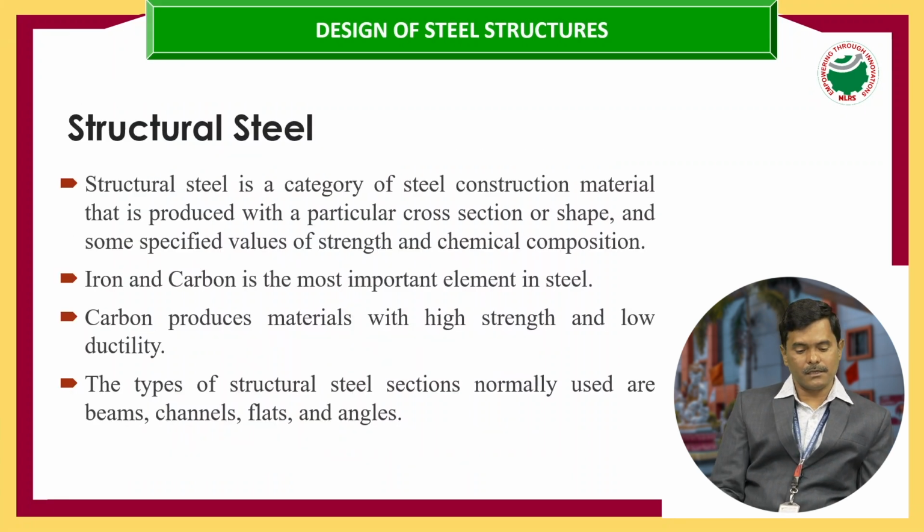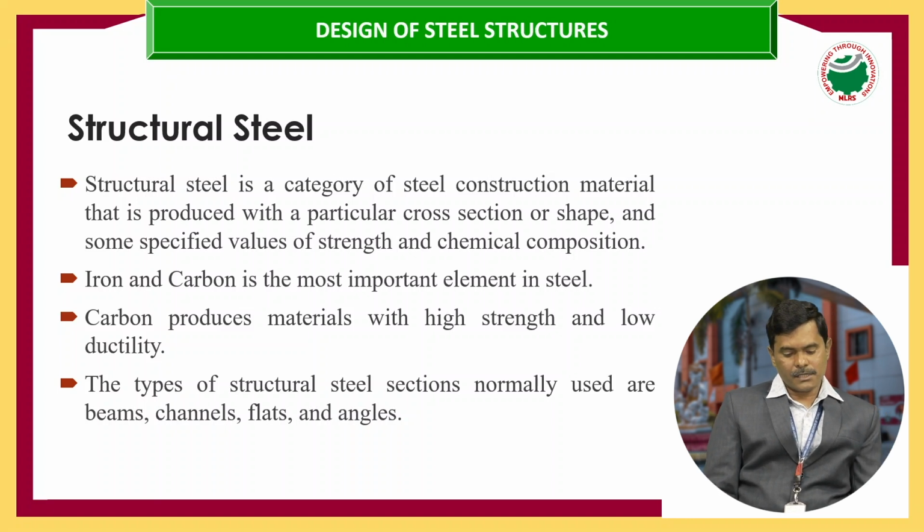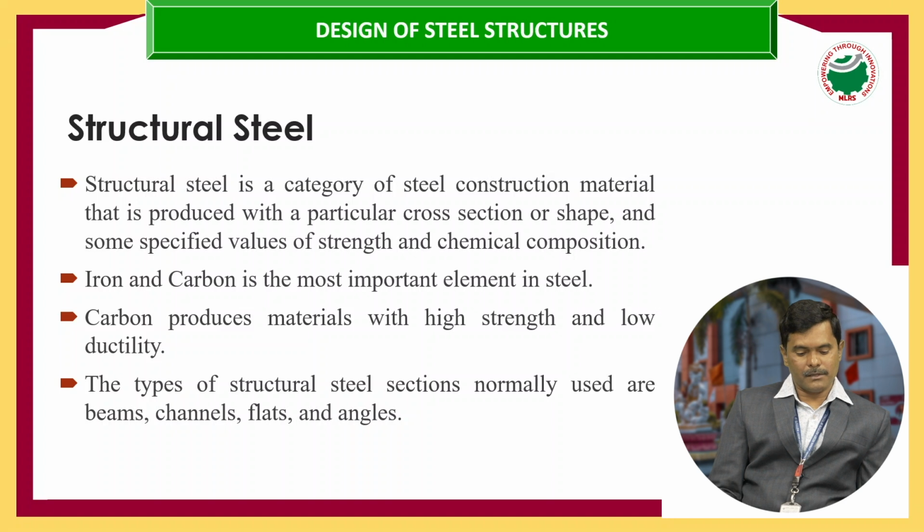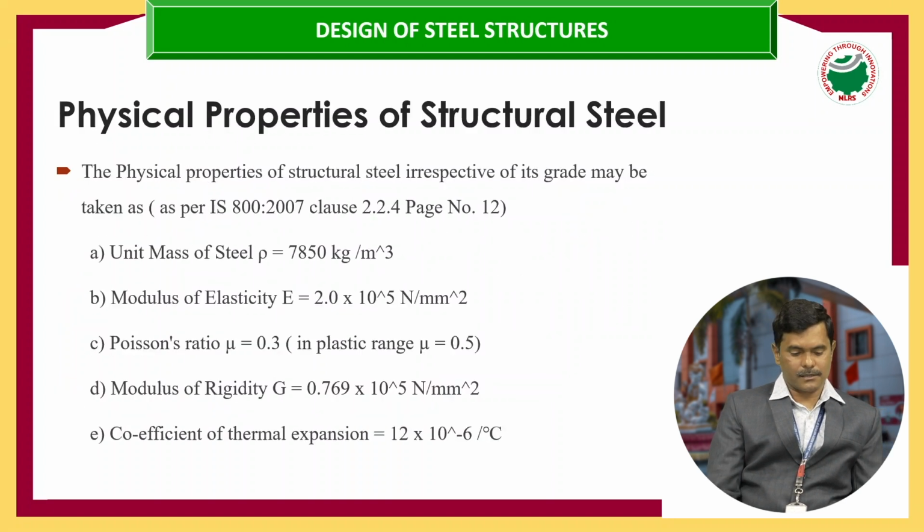So structural steel is a category of steel construction material that is produced with a particular cross section or shape and some specified value of strength and chemical composition. Iron and carbon are the most important elements in structural steel. Carbon produces material with high strength and low ductility. The types of structural steel sections normally used are beams, channels, flats, angles, etc.